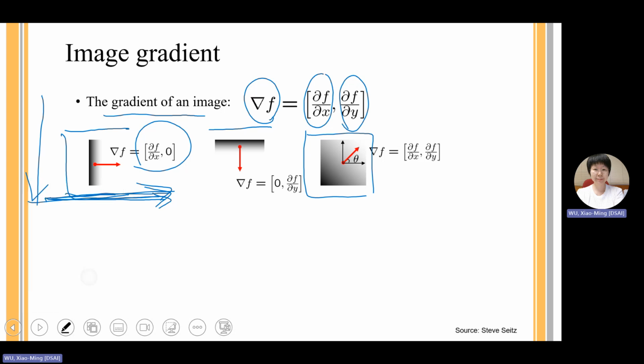It is zero because there's no change in each column. In each column, the pixel value is just the same. So the Y derivative is zero. The Y derivative is zero for every single pixel. For every place, the Y derivative is just zero. At this place, the Y derivative is also zero. And we are only left with a non-zero X derivative.